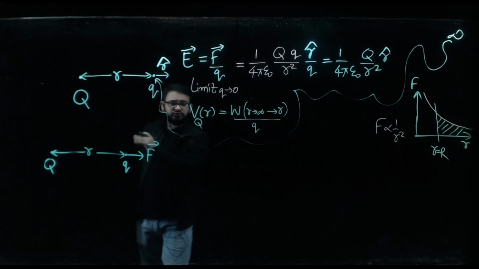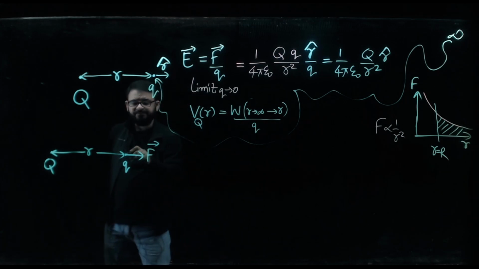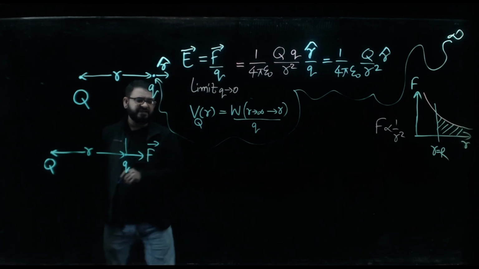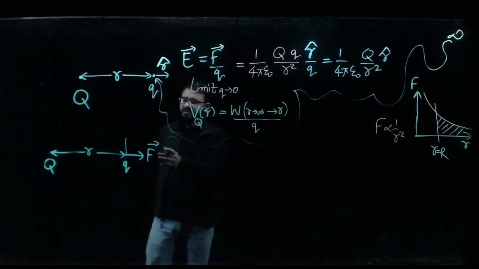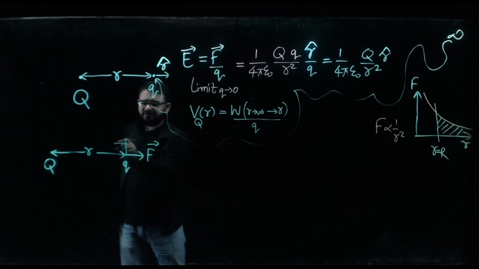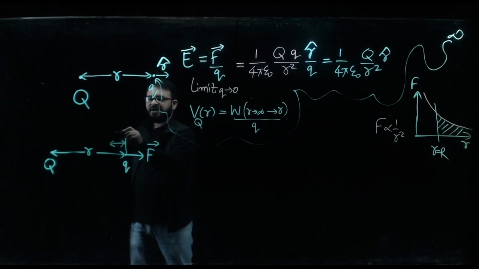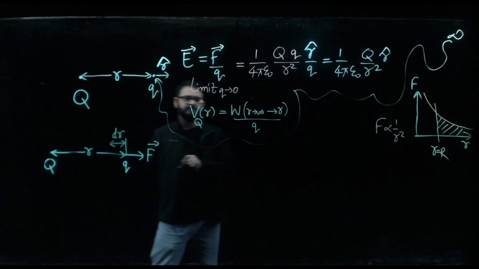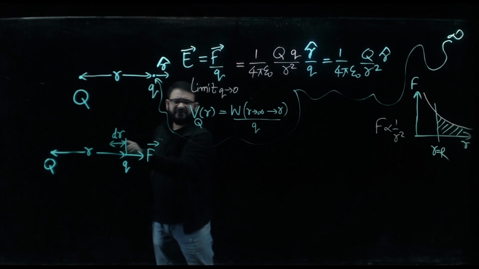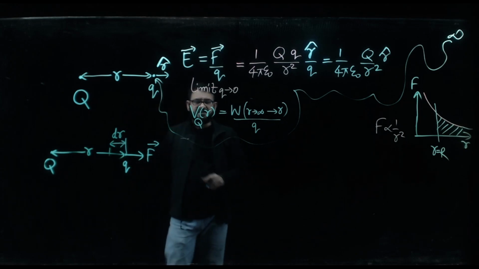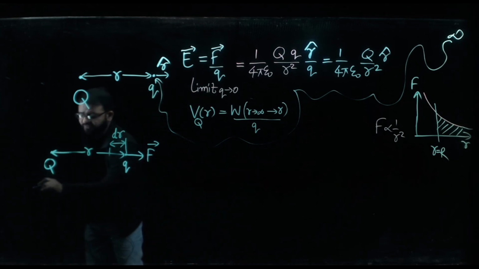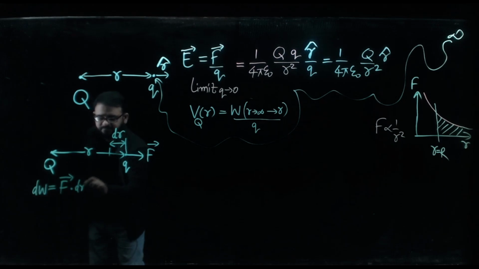Now, in order to solve this problem, what I'm going to do is say I have brought it to a position R, and now I'm going to move it a little bit towards this big Q. Okay? Now let's call this displacement dr. Okay? dr means it's a very tiny displacement. Now corresponding to this, our work done will be dW equals F dot dr.